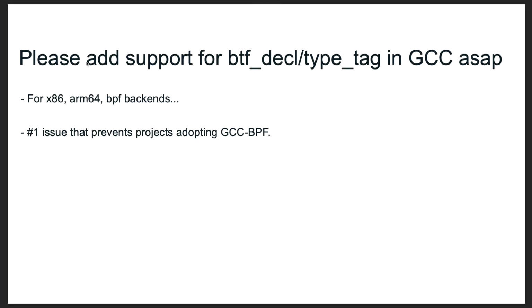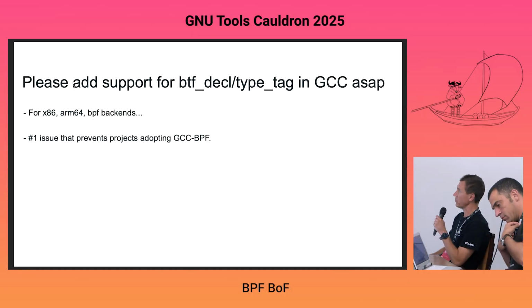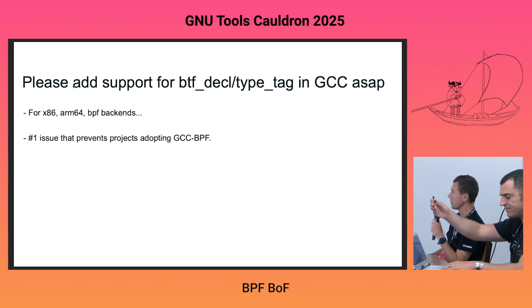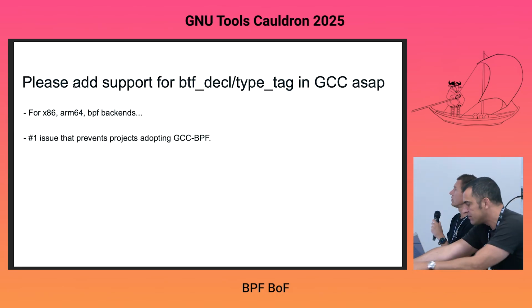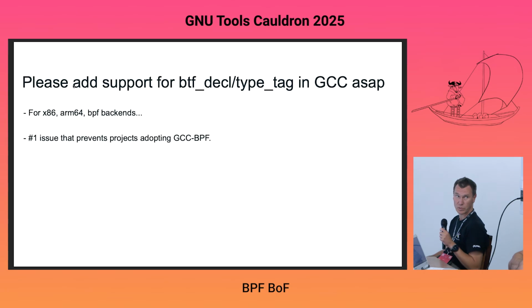Okay, we'll be just one for now. First of all, yeah, please do it. Obviously, this is not just for BPF, but for at least 3 backends. There will be some minor differences in landing it for the other 3, but the front end pieces and middle end will obviously be the same. This is really the number one issue that prevents adoption of GCC BPF.